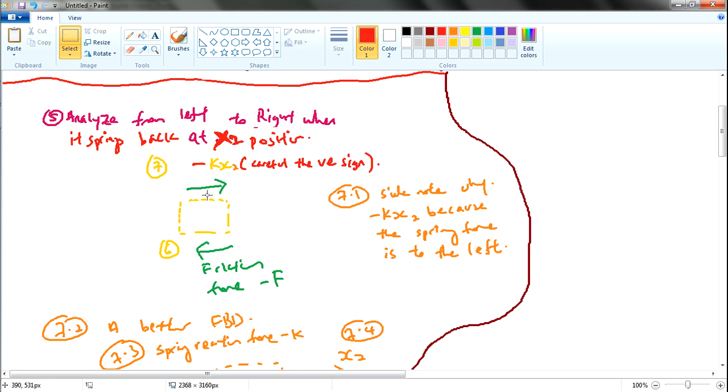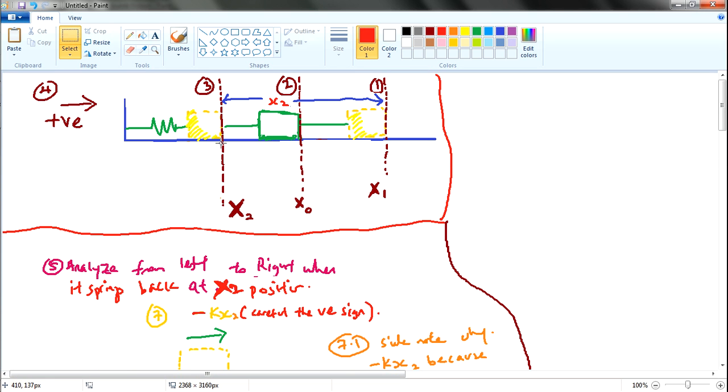So let's continue. For this case, now we are going to spring back from position x2 to x1.